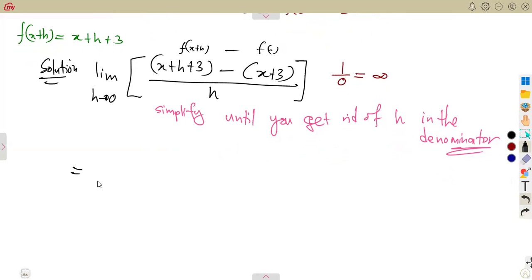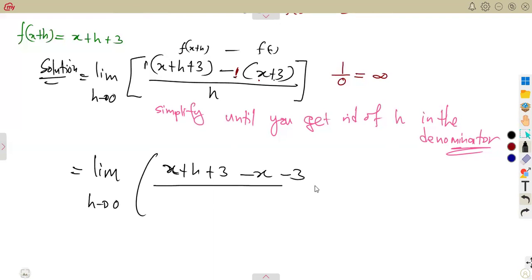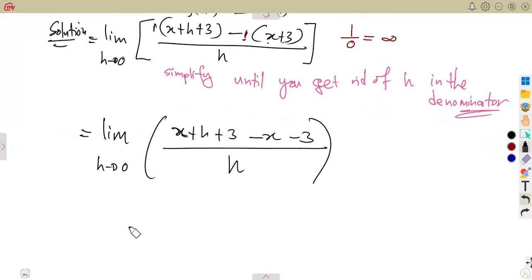How? Okay, let's simplify. The limit as h is approaching 0 is going to be, expand this, that's the one there. So there is no need, it's just x plus h plus 3. Expand the brackets of the second bracket here by a -1. -1 times x, that will be negative x. -1 times a positive 3, that's a -3. Everything over h. So this is where we are. Still, we are having the h in the denominator. So the question is, how can we get rid of this?